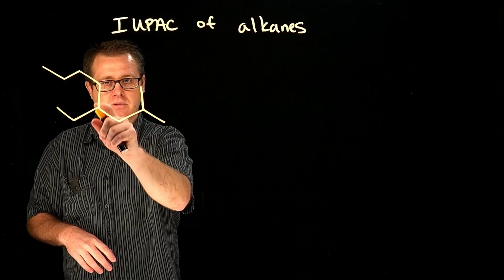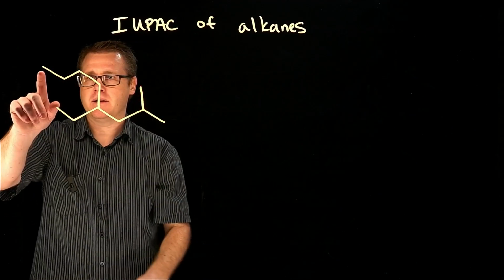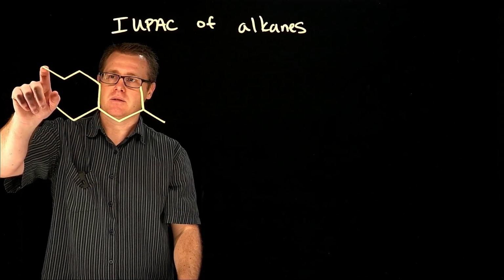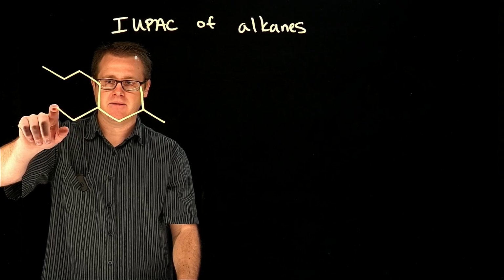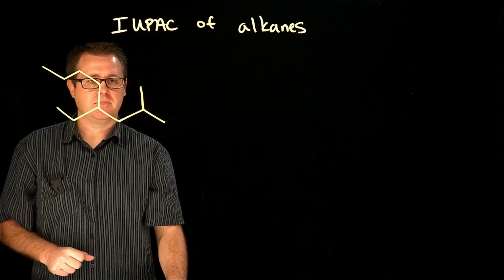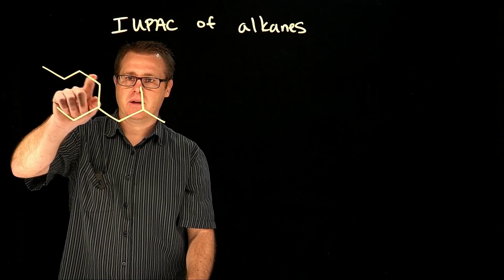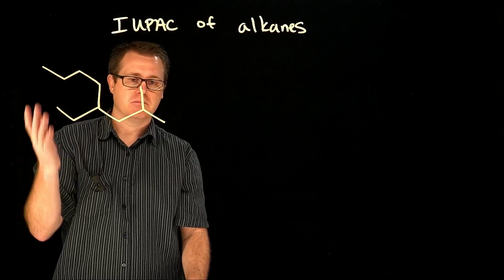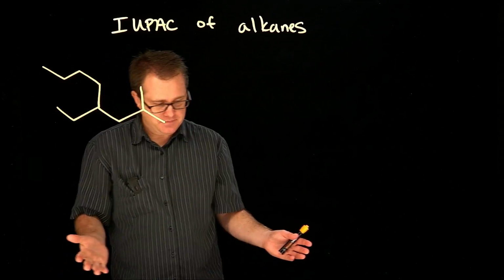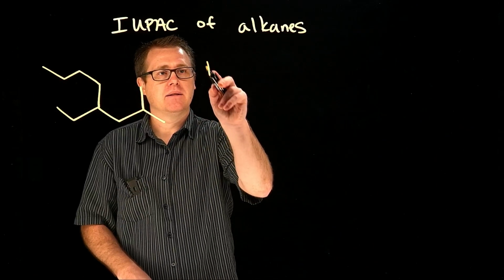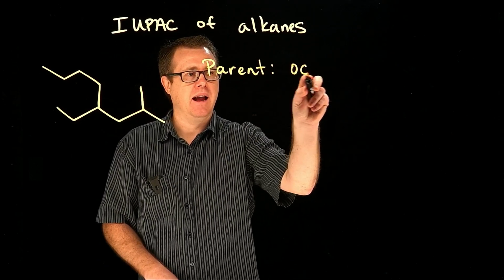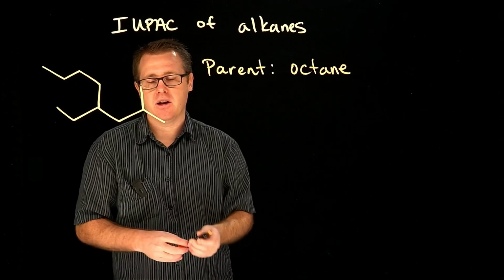Okay, so tracing this way, that works. What if I went 1, 2, 3, 4, 5, 6, 7? So from here all the way there is 7. But from here to there is 8. What about 1, 2, 3, 4, 5, 6, 7, 8? It's getting the same thing. So I see that there are 2 pathways that have 8. So I know the parent chain right here is going to be octane, because we have 8 carbons.